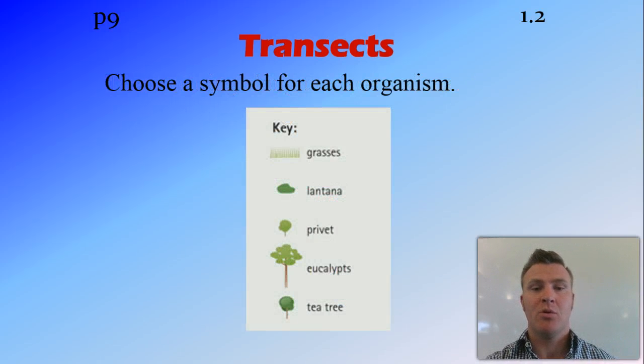We then choose a symbol for each organism. Now these symbols can show a picture of the plant, so you can get an idea of what it is, but it doesn't have to be, and we'll look at that in the future. You could just use circles or triangles or stars, so you don't need art skills for this one. This is merely telling you where things are.